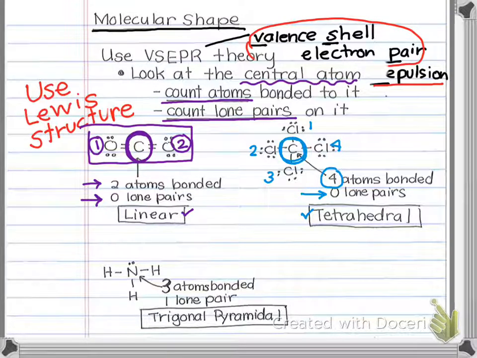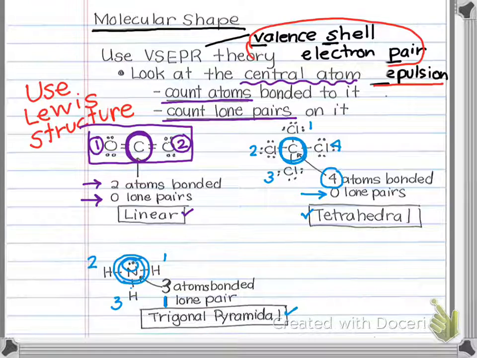This last example down on this page, I would look at the nitrogen, that's the one in the middle, and I see it has 1, 2, 3 atoms that it's bonded to, and then the nitrogen right there has 1 lone pair. So that's what it means, there's a lone pair on the central atom. This is something called trigonal pyramidal.